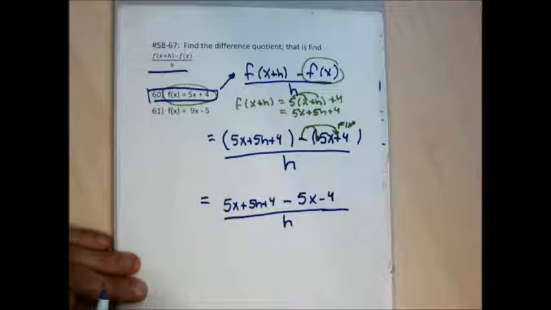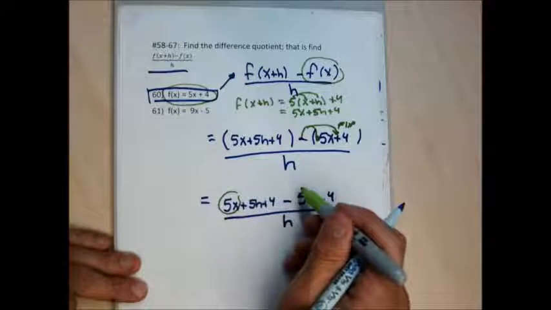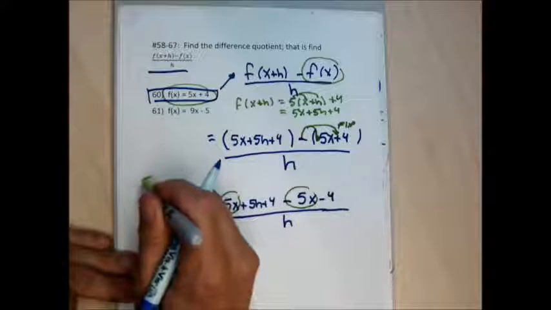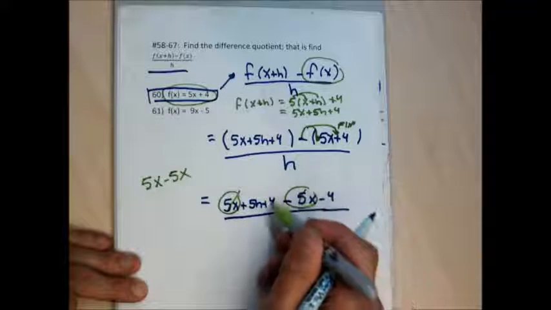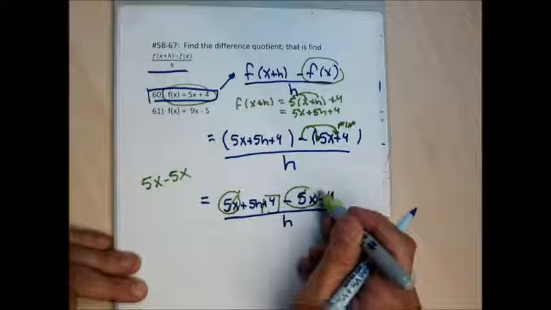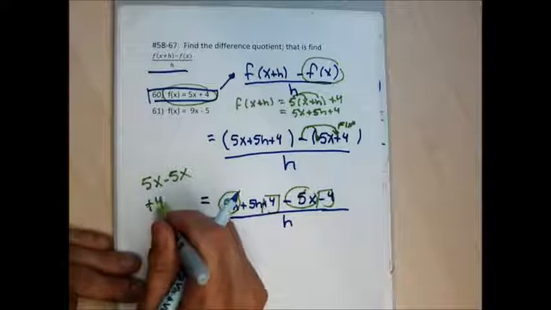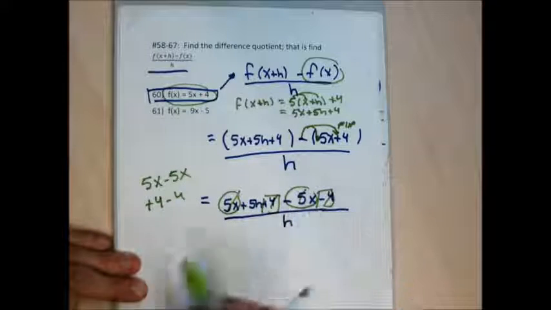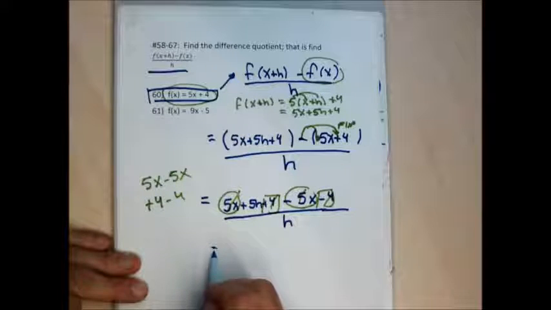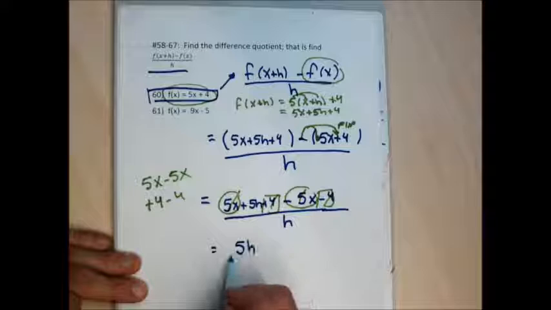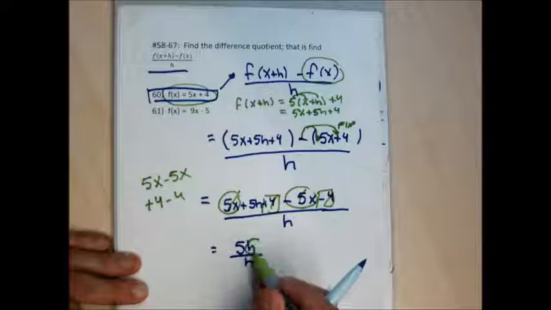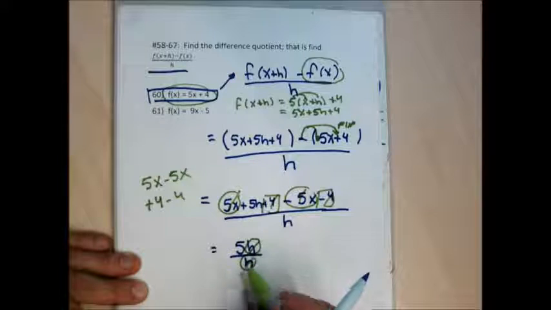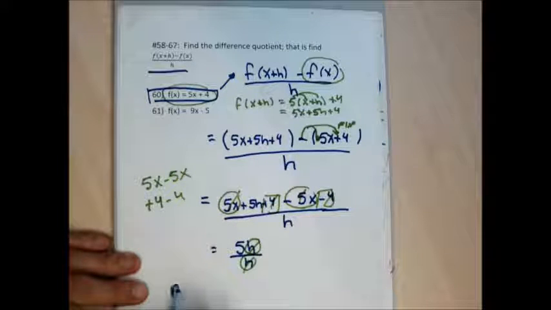Almost done now, I just need to combine like terms. In the numerator, I see a 5x and a minus 5x, and those will cancel. I see a plus 4 and a minus 4, and those will cancel. The only thing in the numerator that didn't cancel was the 5h. Still haven't worked with the denominator. Now I'm set up so the denominator is going to cancel with the h in the numerator. In my answer, I'm just going to write the number 5.